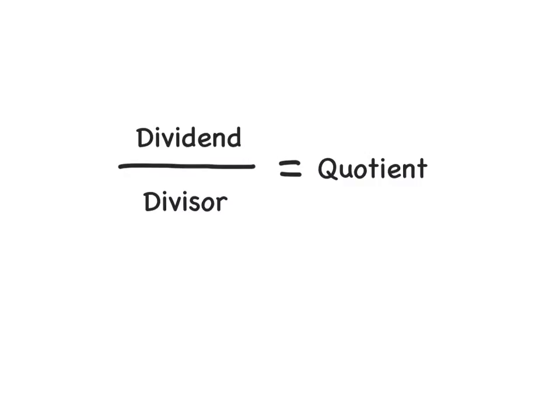Do these words ring a bell to you? Dividend, divisor, quotient? Dividend is the number that we're dividing into. Divisor is what we're dividing by. And quotient is our result.